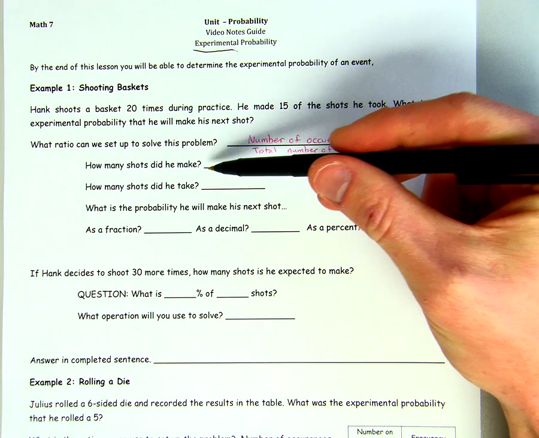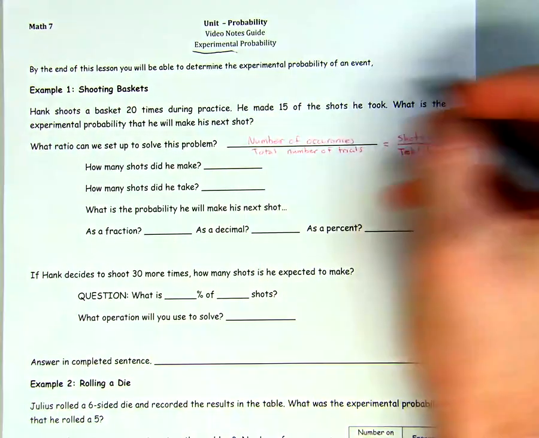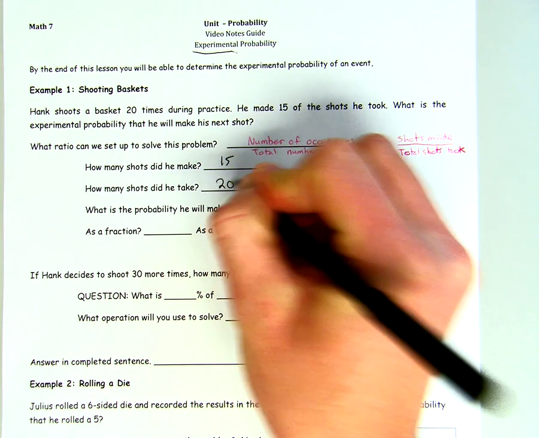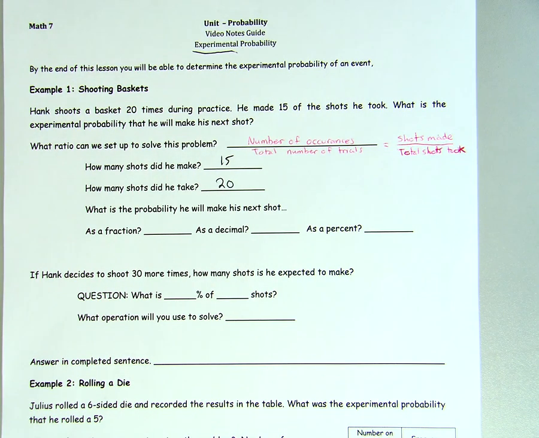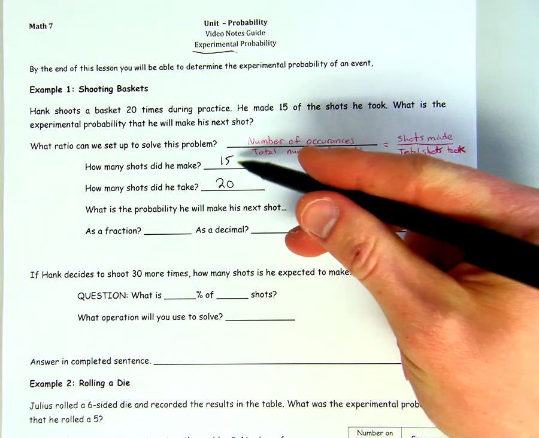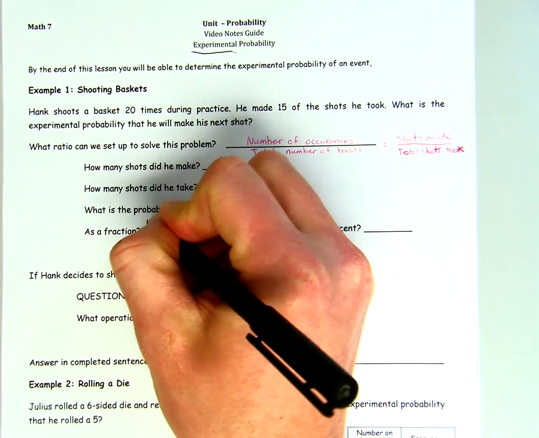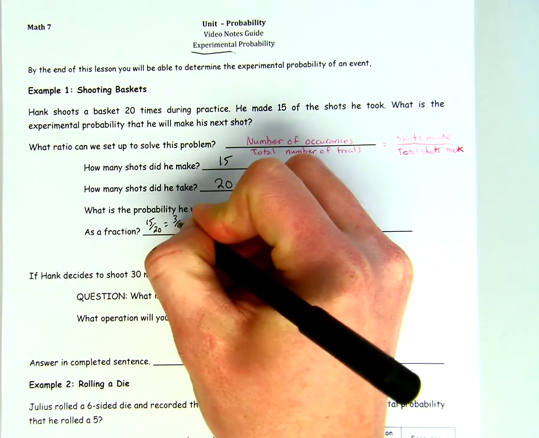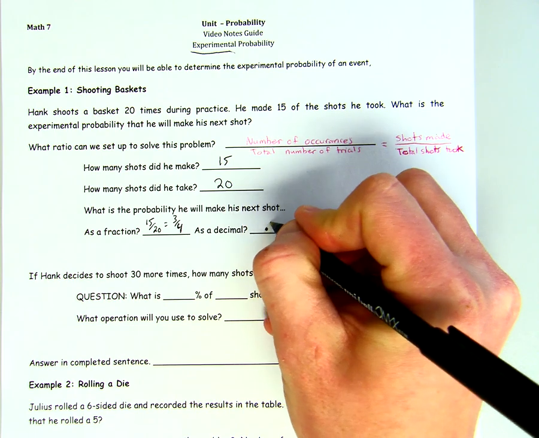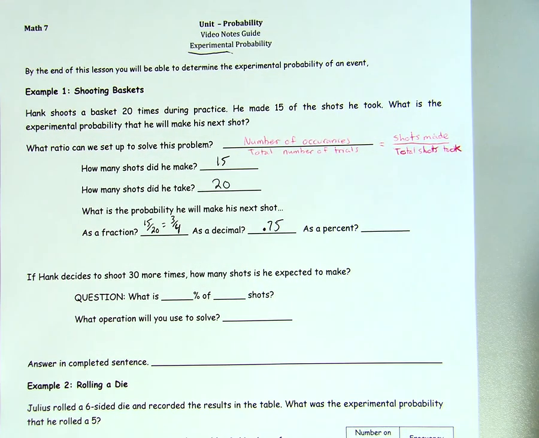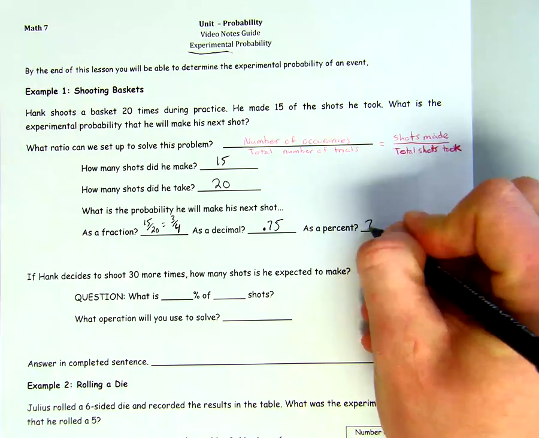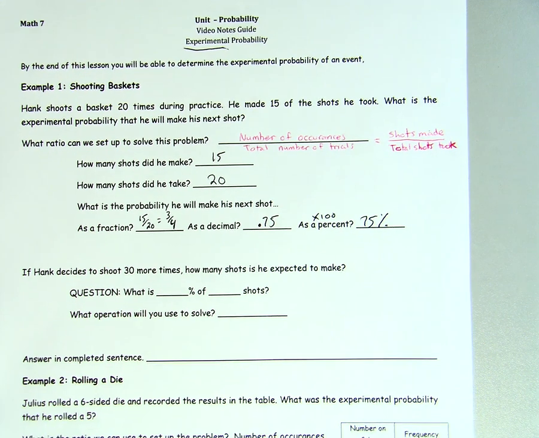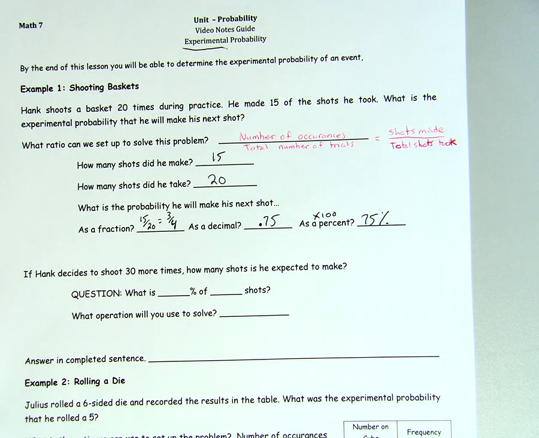So how many shots did he make? We have 15. Then we think about how many shots he took. He took 20. So what is the probability he would make his next shot? Nothing's guaranteed, but if we know he made 15 out of 20 before, we can give a fraction of 15 out of 20, and that simplifies to 3 out of 4. If we turn it to a decimal, 3 divided by 4 is 0.75, and if we turn it to a percent, we get 75%, by multiplying by 100. So he has a 75% chance of making the next shot.